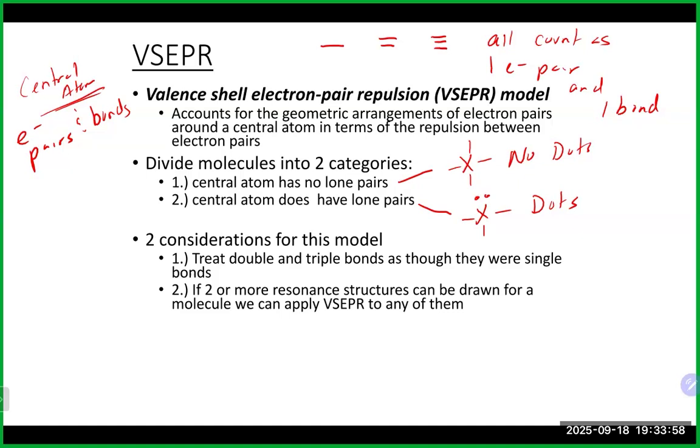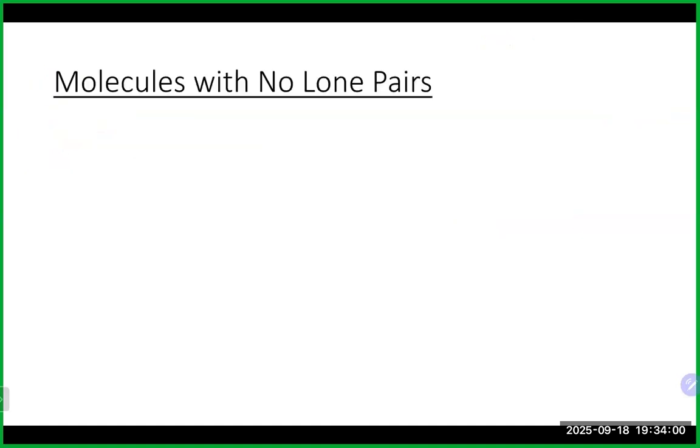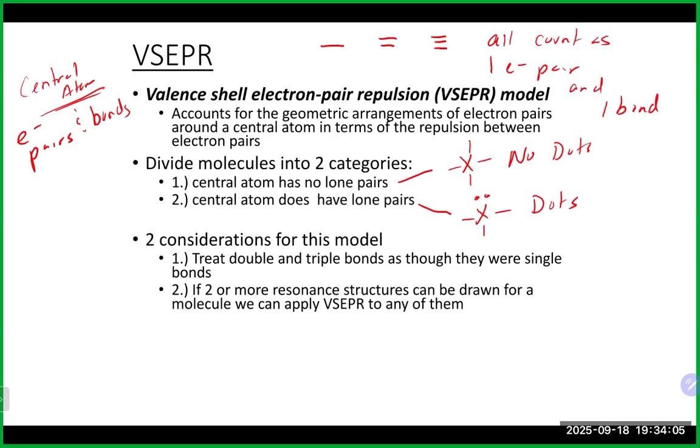Now, when we talk about geometry, we really will talk about two types of geometry. The first is what is referred to as the electron pair geometry. The electron pair geometry, like the name suggests, describes how the electrons are arranged around the particular atom you're looking at, the central atom.